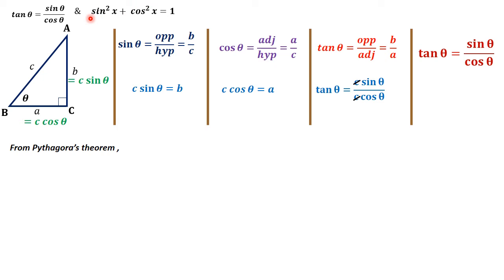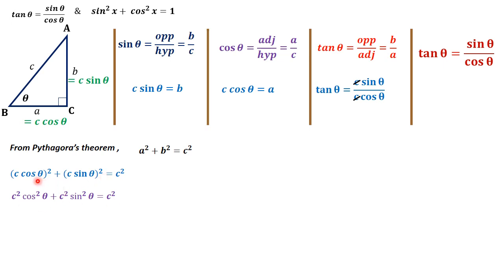The next identity we will tackle using a concept related to Pythagoras theorem. We know from Pythagoras theorem that a squared plus b squared is c squared for a right angle triangle. That means the two perpendicular sides, if you square them and add them, you will get the third one squared. Now, since this is c cos theta and this is c sin theta, we can square them, and you get c squared.